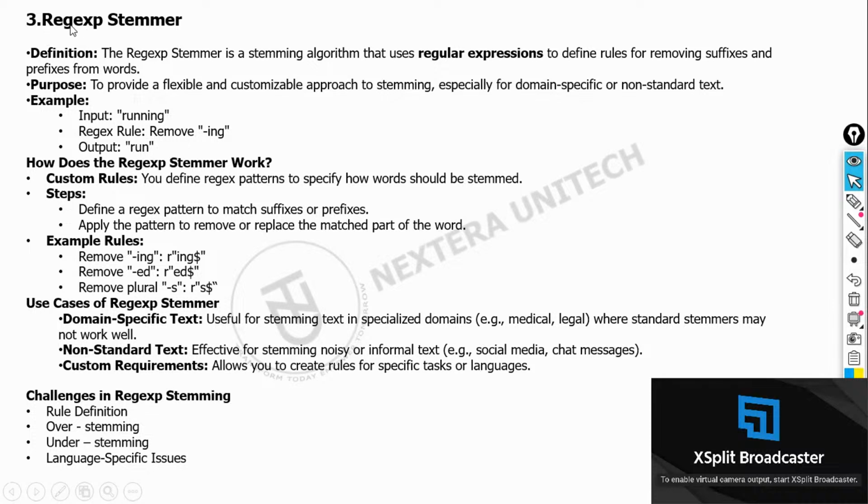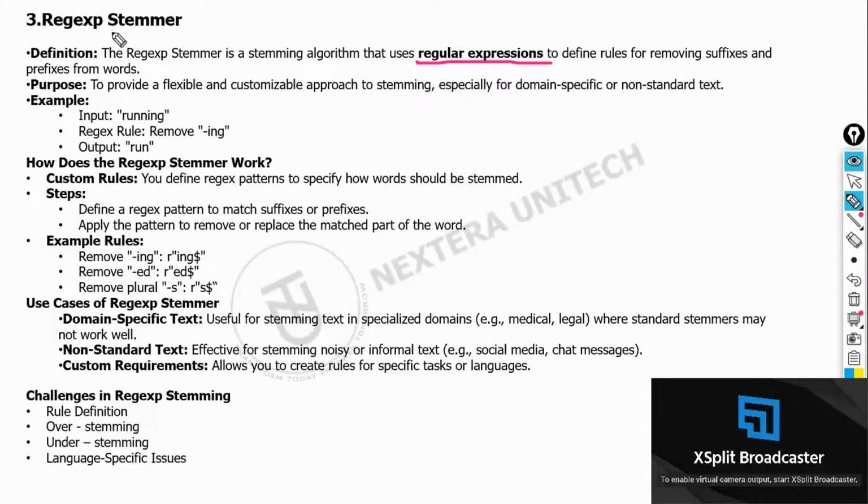It is the regex stemmer. This stands for regular expressions. Like how we have a regex tokenizer, we also have a regex stemmer, and this particular stemmer uses regular expressions. So upfront you have to define your patterns, and this stemmer works according to your regex pattern. See, here we have some of the patterns. If I want to remove ing, my pattern should be like this: an r next to the quotations, then ing dollar. So if the word ends with ing, remove that ing, is what it means.